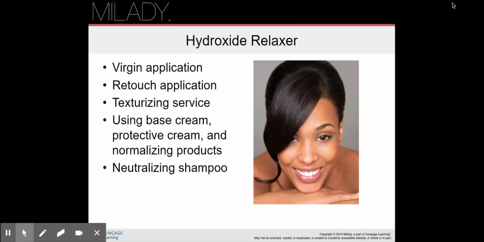So, more about the hydroxide relaxer: virgin application, retouch application, texturizing service, using base cream, protective cream, normalizing products, and neutralizing shampoo.